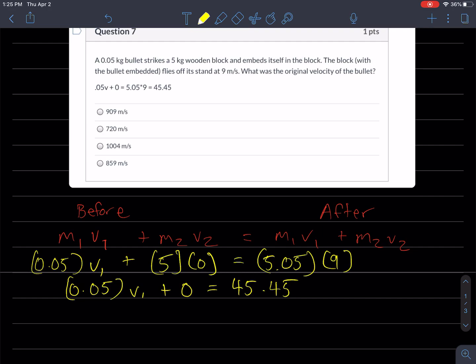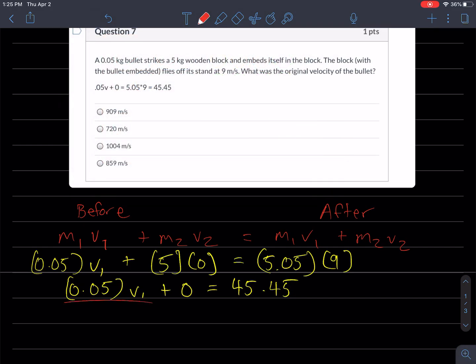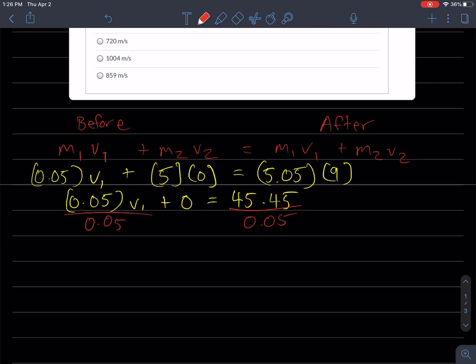All right, and then we just have to solve for V. Just some basic algebra again, so I'm going to do some division. Figure out what 45.45 divided by 0.05 is. So our velocity equals 909 meters per second.